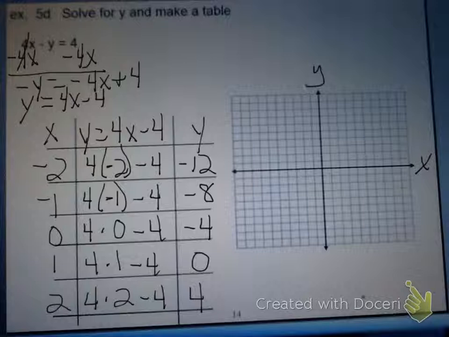Draw your x and y axis. Plot your points. Now notice that the point negative 2, negative 12 did not go on my graph. If I did choose to plot it, it would have. Let's just skip it.